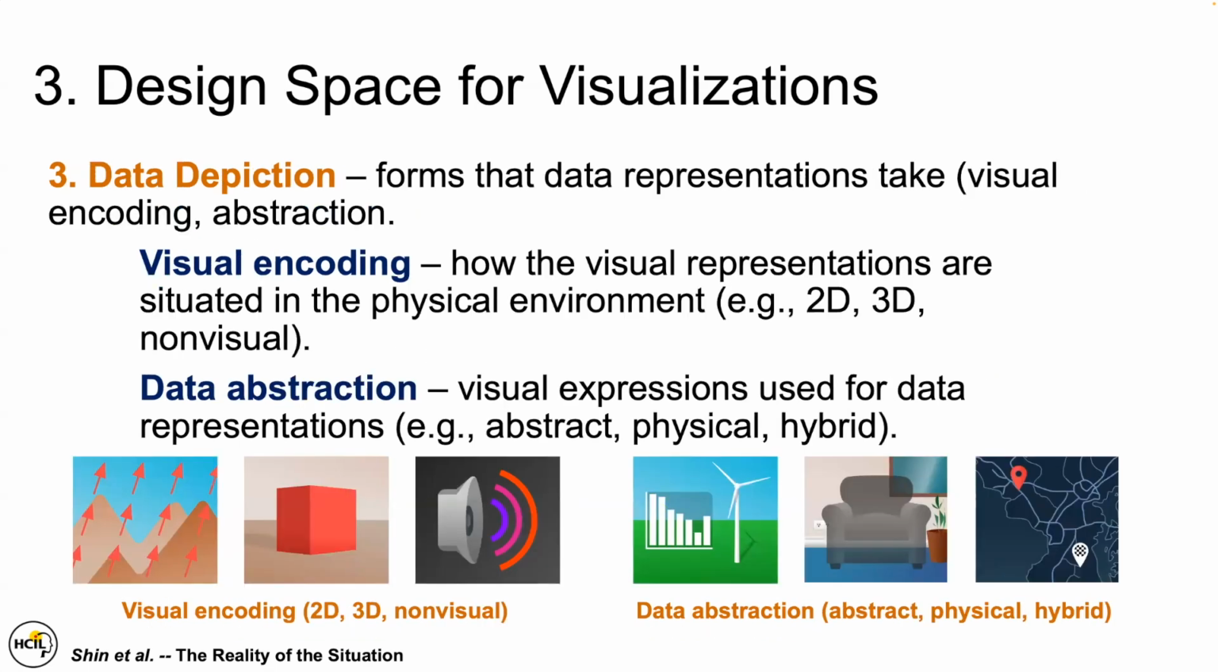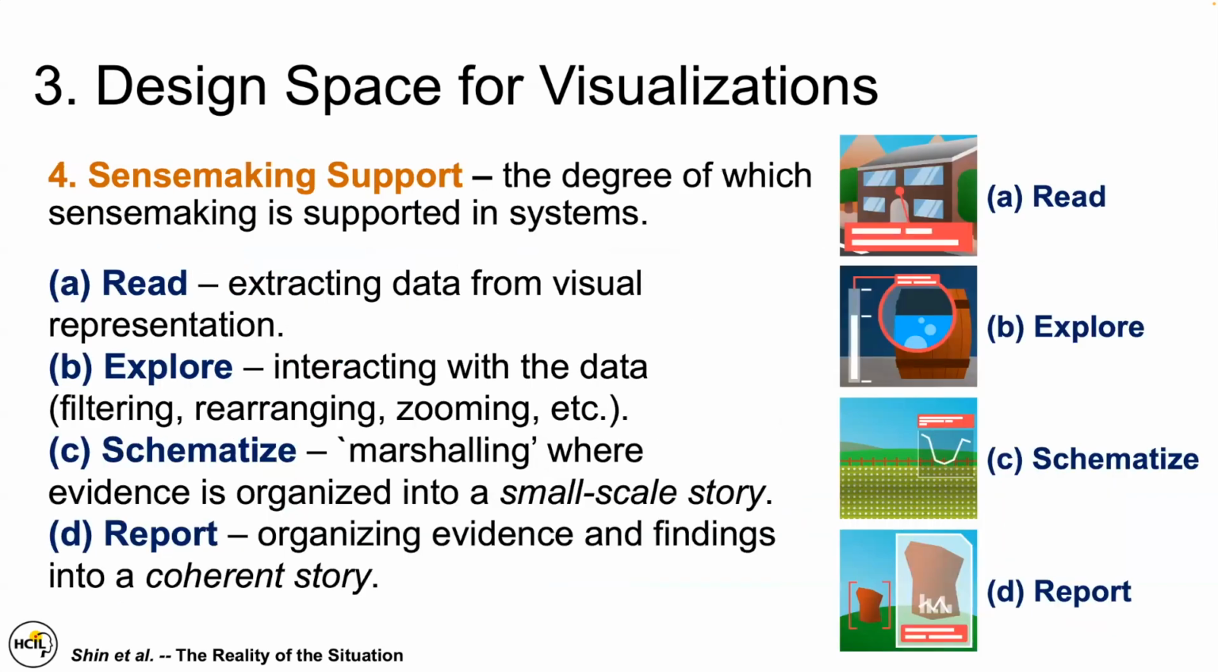Data depiction refers to forms that data representations take, such as visual encoding and abstraction. There are 2 types of data depiction. First is visual encoding. Visual encoding talks about how the visual representations are situated in the physical environment, such as 2D, 3D, or non-visual. Second is data abstraction. Data abstraction talks about visual expressions used for data representations, such as abstract, physical, or hybrid.